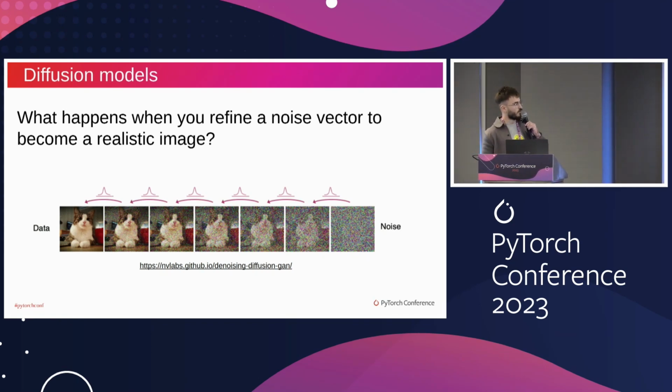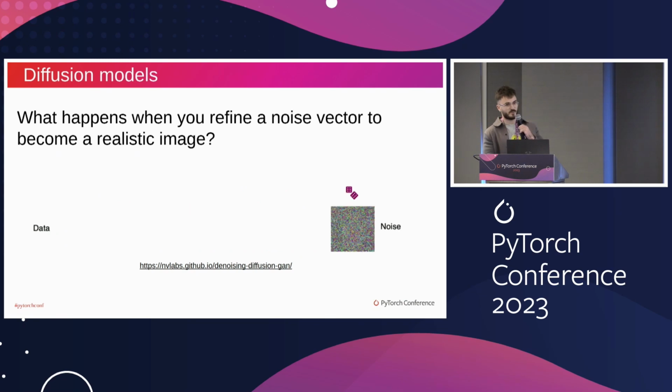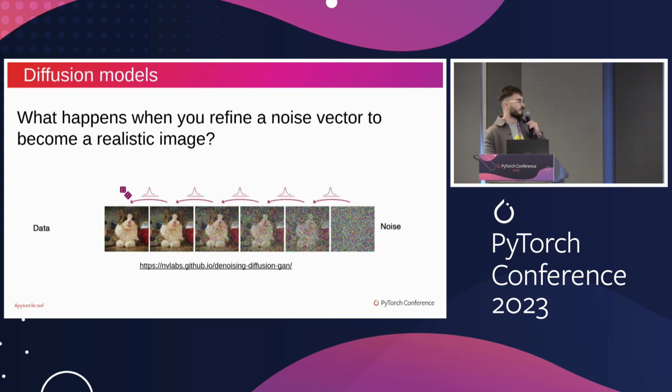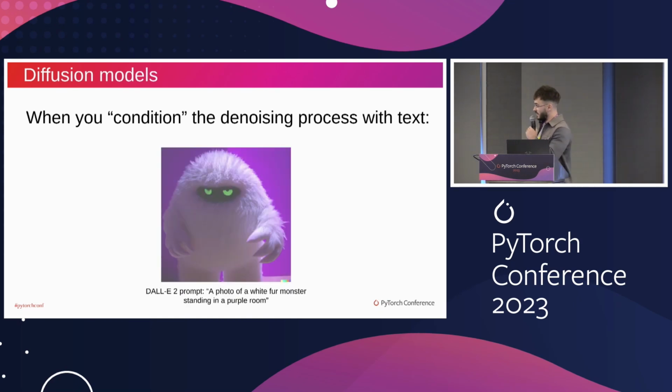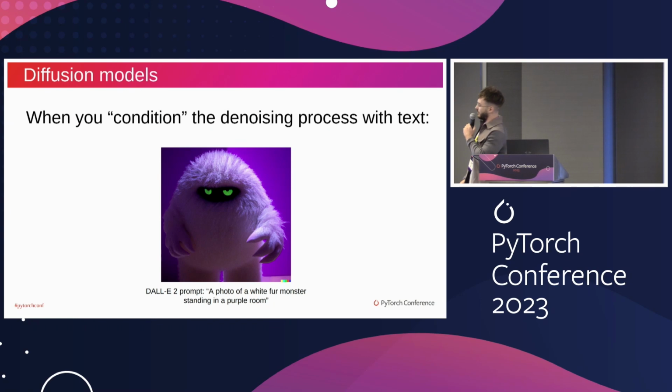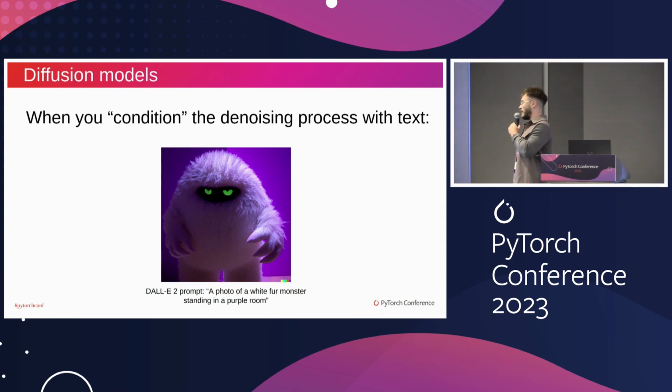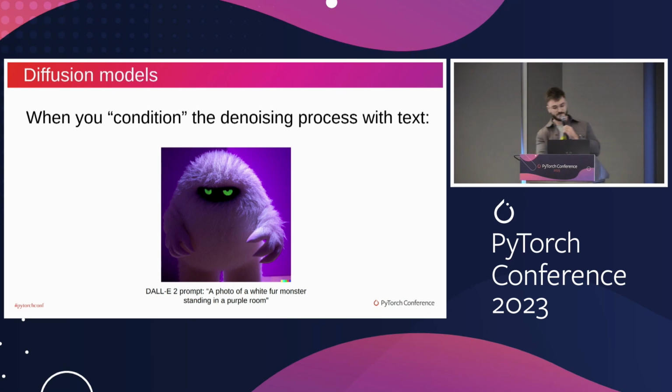So this is very cool, but without any other input, you're not really aware of the kind of image that you're generating. So what you'll want to do generally is to condition the denoising process to leverage some text input, for example, so that you can use the text as a prompt to condition the denoising process and to generate a specific kind of image. And so, for example, here with DALL-E 2 and the prompt a photo of a white fur monster standing in a purple room, you get this very, very cute monster.